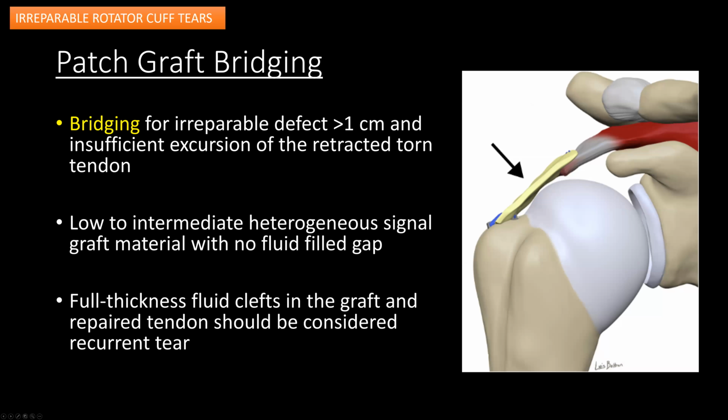Again, normal postoperative appearance is pretty similar to any other graft. Synthetic is going to be dark. Other autografts like tensor fascia lata probably show some irregularity with heterogeneous signal, and there should not be any full thickness fluid cleft in the graft or the repaired tendon tissue.